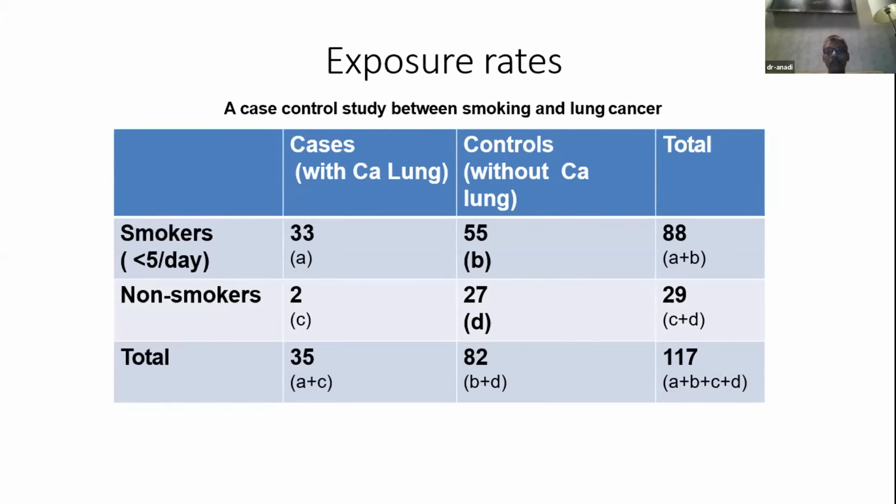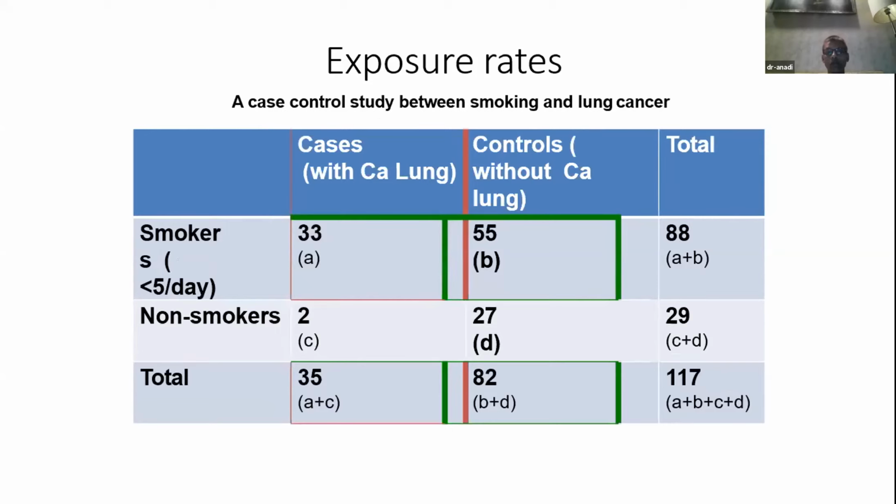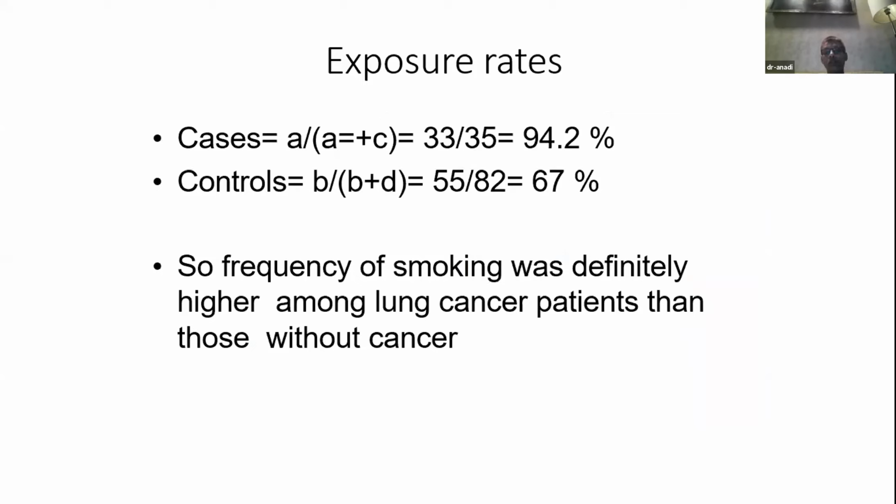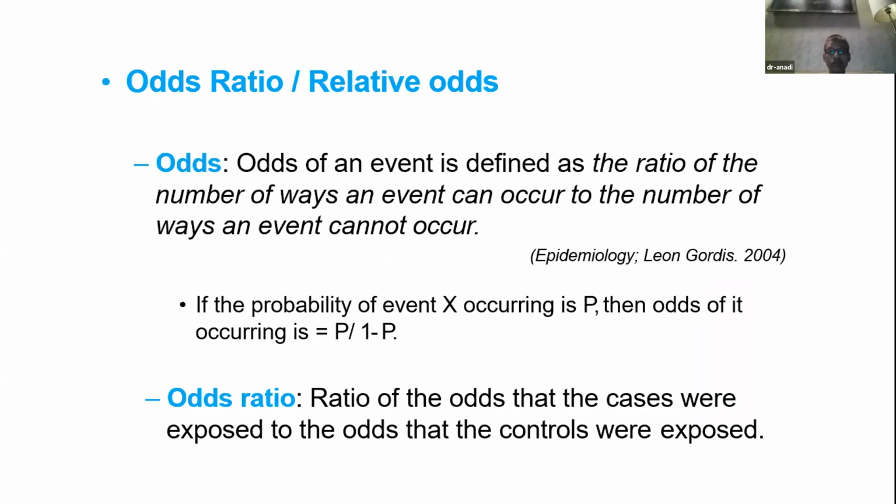So it's an example. You format a 2x2 contingency table: cases 33 by 35, 94.2%, controls 67%. So the frequency of smoking was definitely higher among the lung cancer patients than those without cancer. So what are the odds? The odds of an event is defined as the ratio of the number of ways an event can occur to the number of ways an event cannot occur. If the probability of event X occurring is P, then the odds of it occurring is P by 1 minus P.